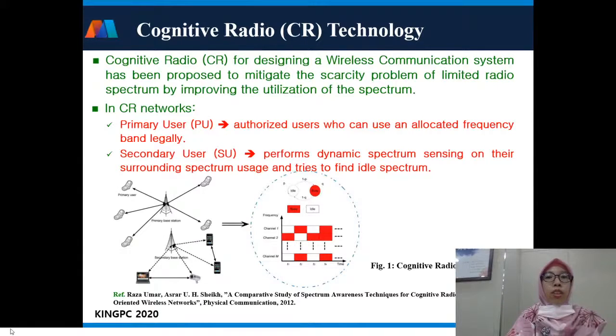Cognitive radio is a design for wireless communication systems that has been proposed to mitigate the scarcity problem of limited radio spectrum by improving the utilization of the spectrum. In the CR network, there are two kinds of users: the primary user, an authorized user who can legally use an allocated frequency band and should be free of interference from other users. The secondary users perform dynamic spectrum sensing on their surrounding spectrum usage and try to find the empty spectrum, which is called spectrum holes.